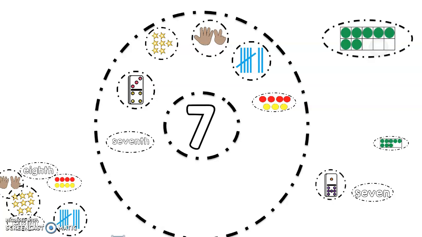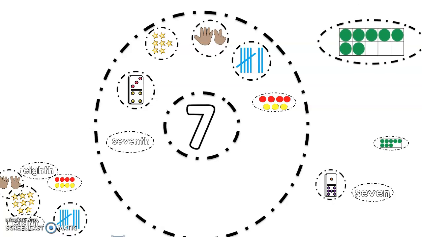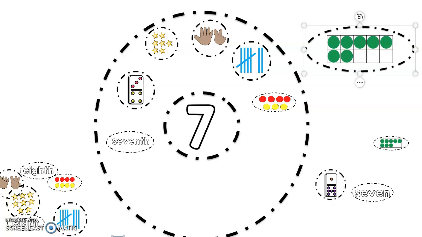All right, let's look at our 10 frame. Those green dots are inside some squares called a 10 frame. Everybody say 10 frame. 10 frame. Good. I see 5 green on the top and 2 green on the bottom. 5 and 2. Or I could see it as 4 on the left side and 3 on the right side. So 4 and 3 or 5 and 2.